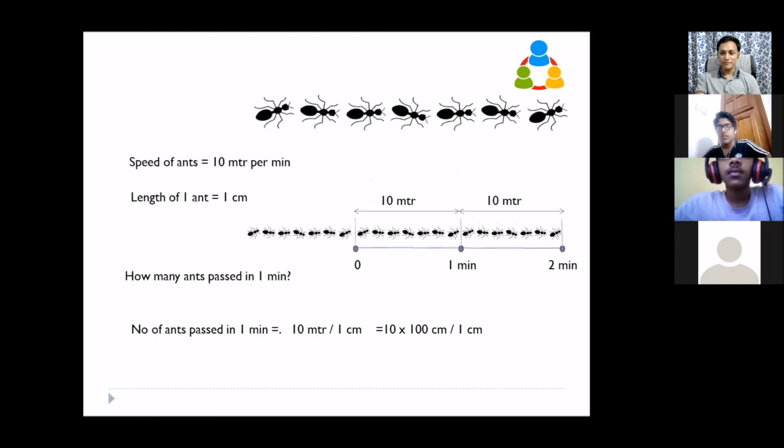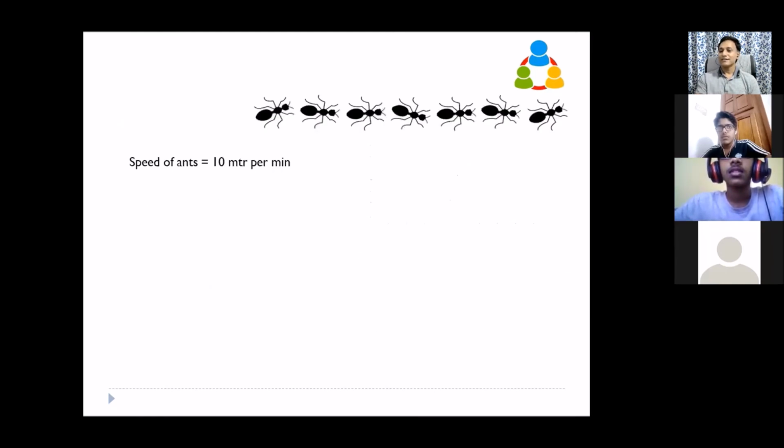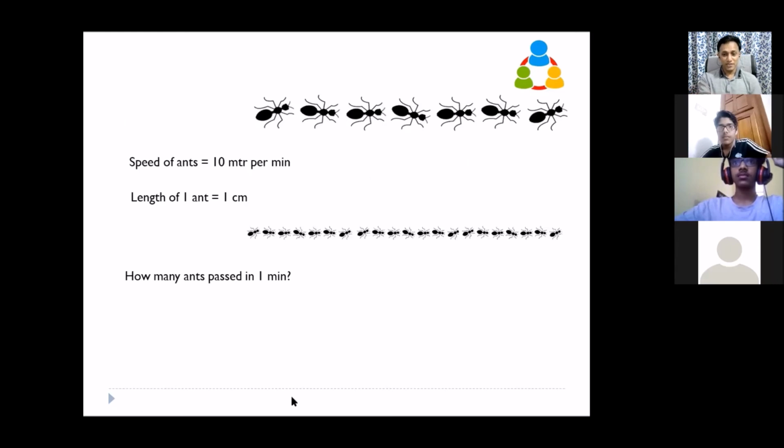Okay, we go back to the ant business. Speed of ant is 10 meter per minute. Length of ant is 1 centimeter. We are asking how many ants pass in 1 minute. What did we do? We try to see from where we are measuring. In 1 minute, it travels 10 meter. I started from here, in 1 minute it reached here. This distance is 10 meter because that is my speed.